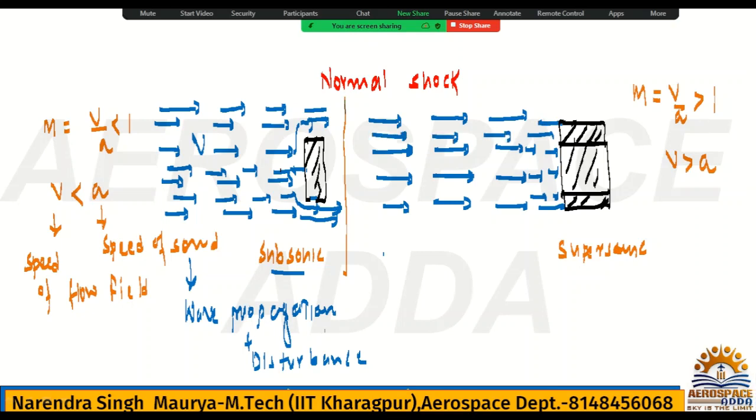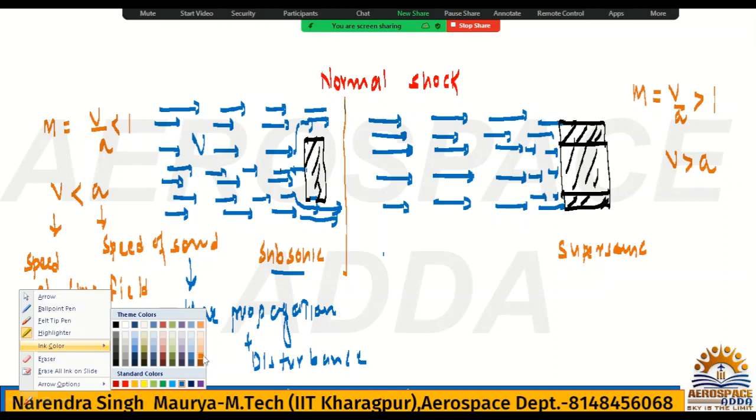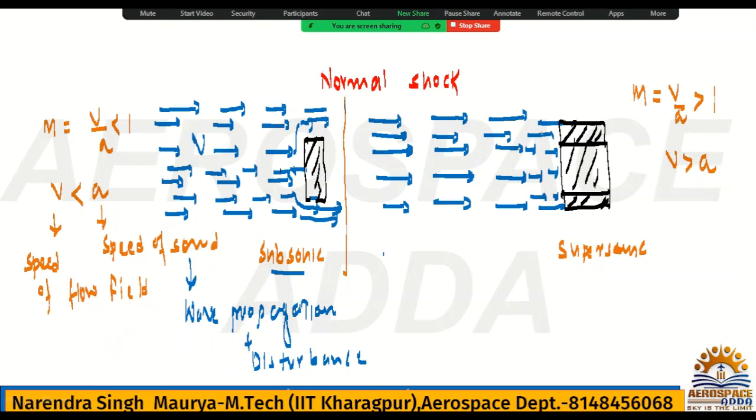Once it hits, it will recognize, oh, the object is here. Then the molecules hitting the object will rebound like this, and again rebound here. This is the rebounding of particles, I must write it. Rebounding of particles, okay, fine.